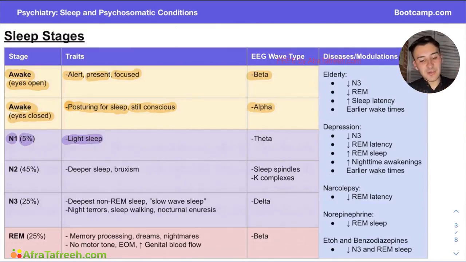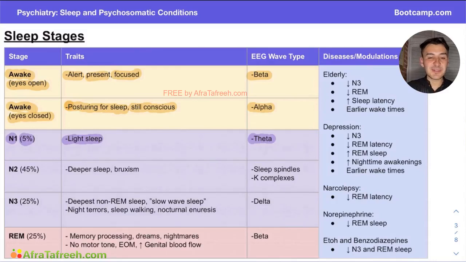And the important thing to know about this stage of sleep is that it is the shortest of all the actually asleep stages, which I have in purple and pink, and it's associated with theta waves. Again, you don't have to recognize these theta waves on EEG, but you do need to know that they're associated with N1 stage. Now let's talk about N2 sleep.